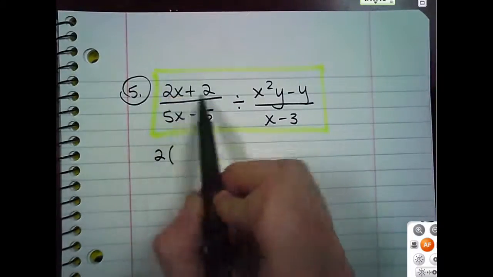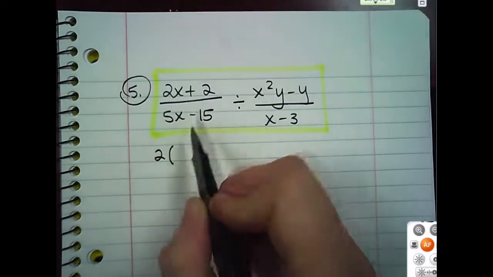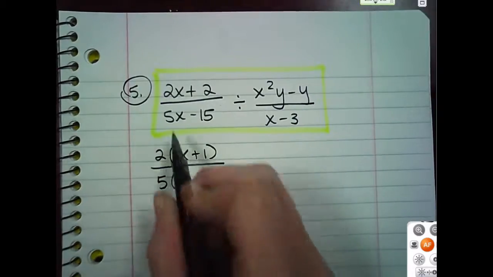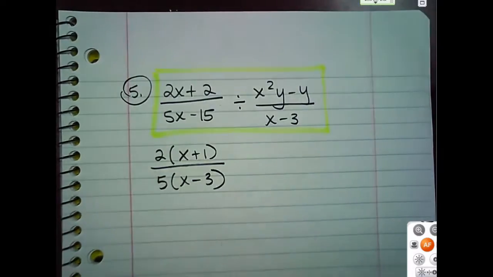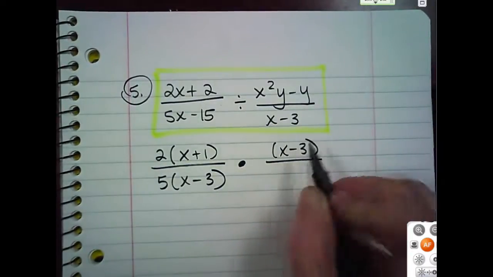Kids made a mistake with this the other day. You're going to get an x and a 1. And then here you're going to take a 5 out and get an x minus 3. I'm going to change this to multiplication and flip it. So this is x minus 3.